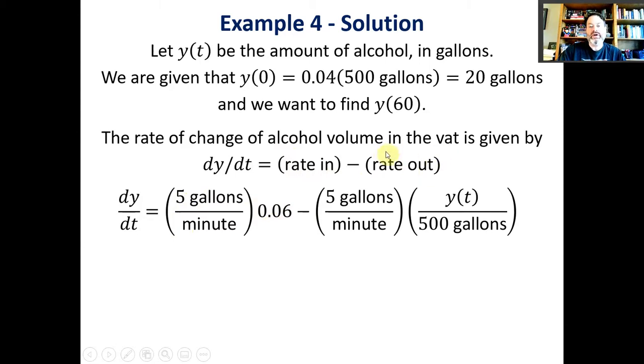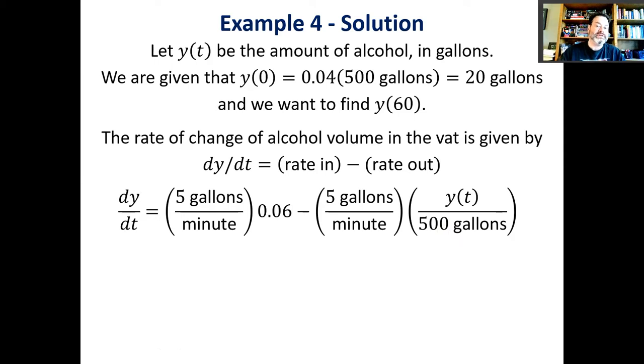How fast is the alcohol leaving? Again, 5 gallons a minute. But the concentration is the amount of alcohol divided by 500, because there's 500 gallons in the tank. It doesn't change size. So you take the amount of alcohol divided by 500.